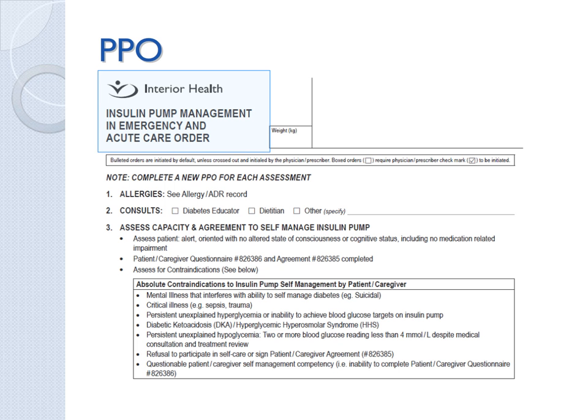Now, the actual pre-printed order for insulin pump management. First of all, a new PPO must be completed for each assessment.